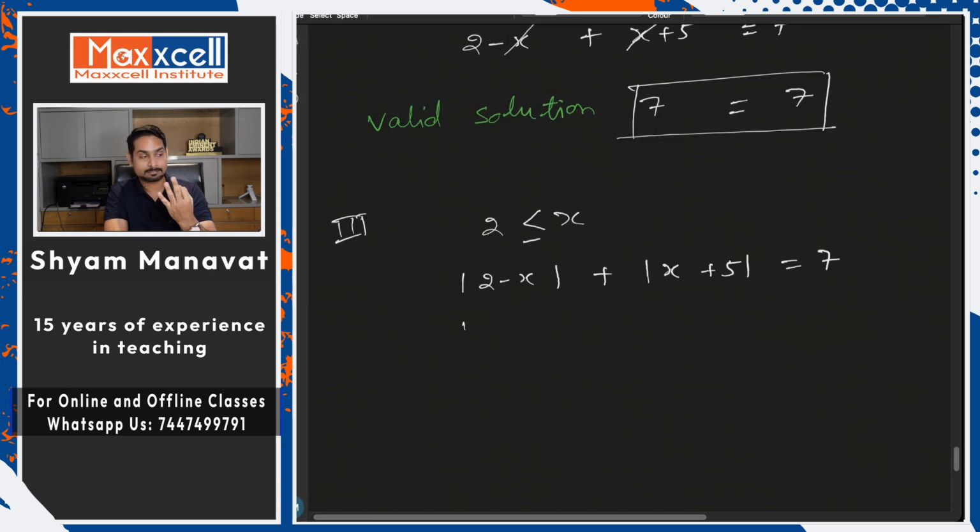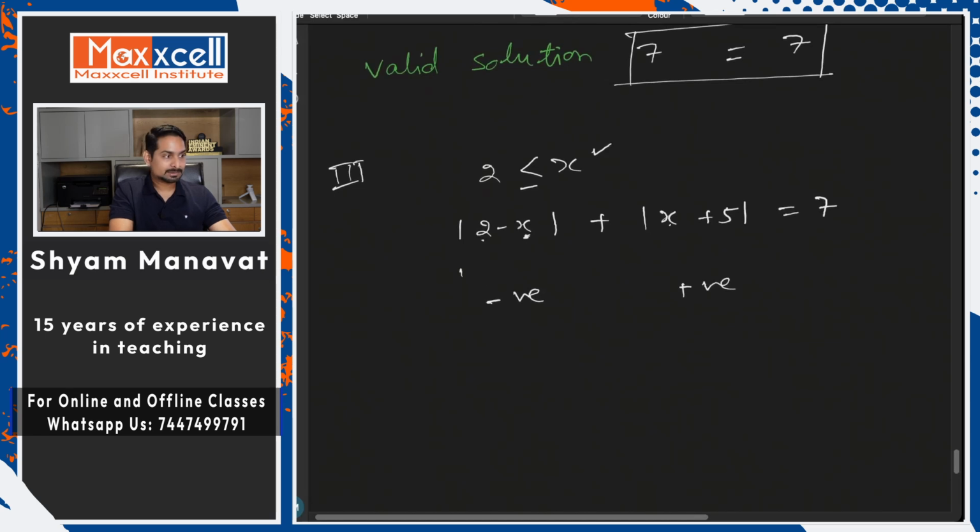Let's say 3. Okay. So if I substitute 3 here, 2 minus 3 is going to be minus 1. That means this term has to be negative, and 3 plus 5 is 8. So this is positive. That means for this particular range, if I take off the modulus sign, we are going to get first term negative, second term positive. So open, first term negative, so minus 2 plus x plus x plus 5 equal to 7.